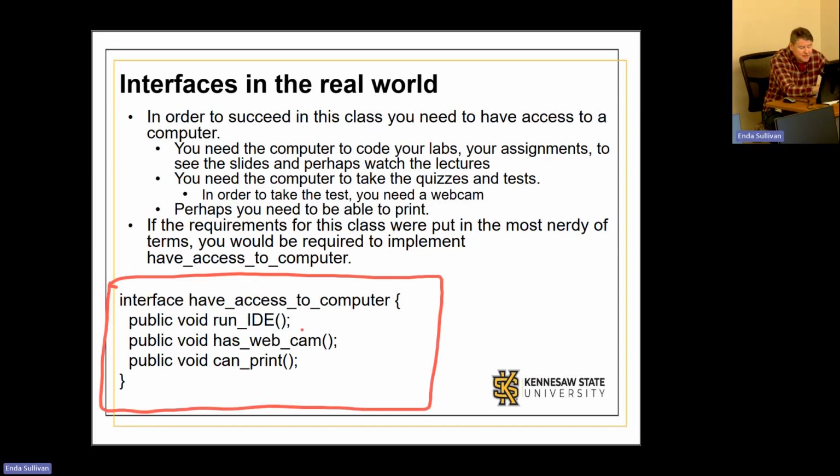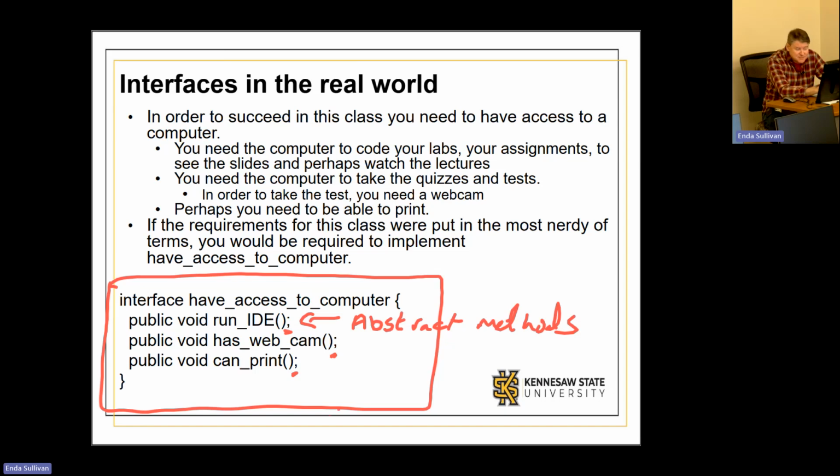You would say interface, have access to computer, public void, it needs to be able to run an IDE, it must have a webcam, and it must be able to print, because sometimes you're going to need to be able to print, I guess, I don't know. So each of these are requirements, and you'll notice that these are abstract methods. They're abstract because there's nothing in between here and here. If they were concrete, you'd have curly braces and you'd have a whole bunch of code in there. But since there's just a semicolon here, all 3 of these are abstract.